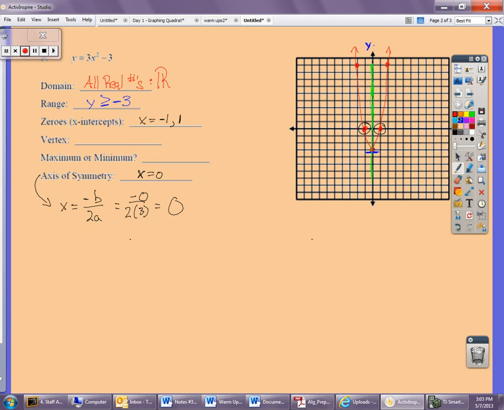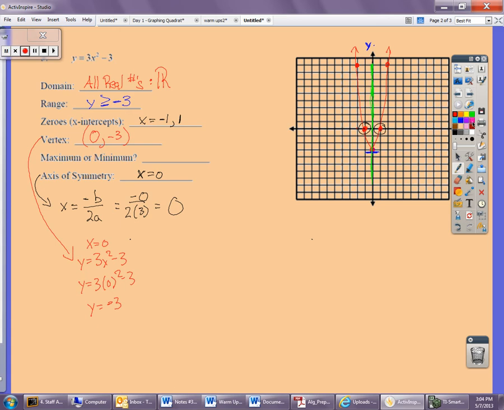To find the vertex, we take this x equals 0 and we plug it in. So we have y equals 3x squared minus 3. y equals 3 times 0 squared minus 3. y equals negative 3, which means our vertex is 0, negative 3.